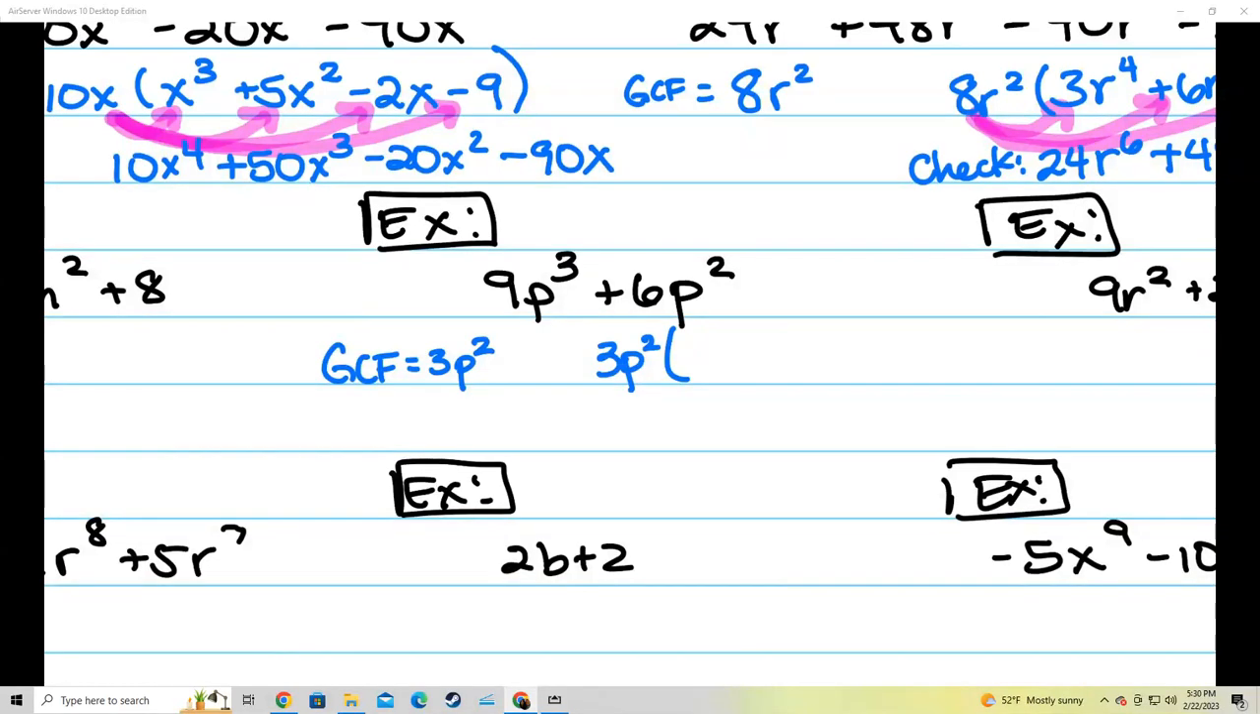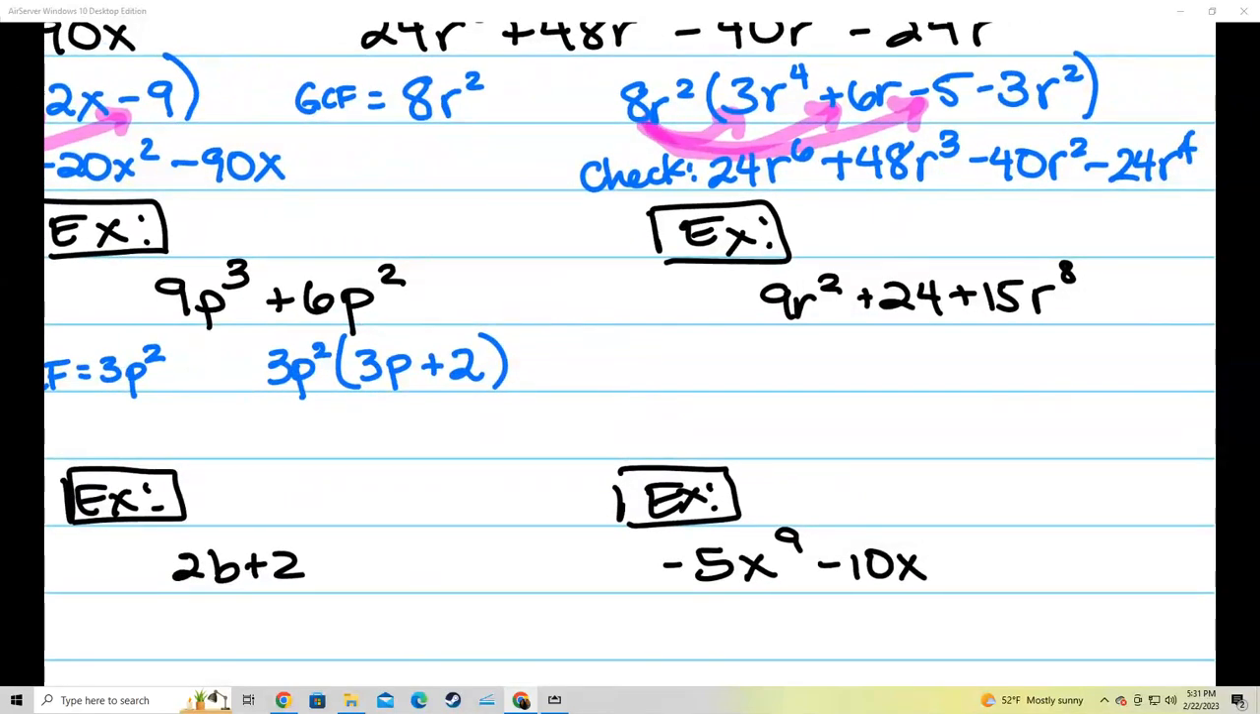Well, let's see. 3 times what gives me 9? That would be a 3. And because I'm going from p squared to p cubed, that means I would need another p. I'm done with the first one, and now I'm going to go to the next one. 3p squared times what is going to give me 6p squared? Well, 3 times 2 is going to give me the 6. And because I already have the p squared, I don't need anything, so this would be done right there.